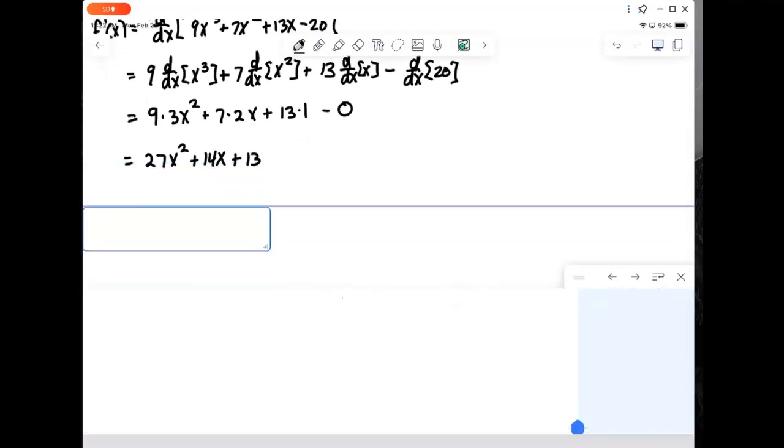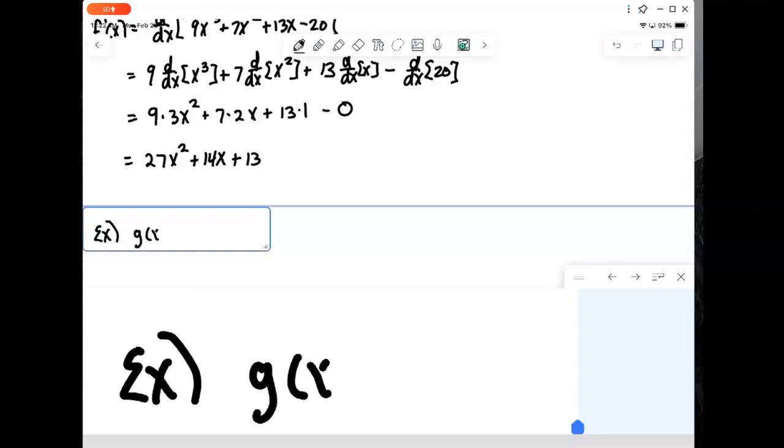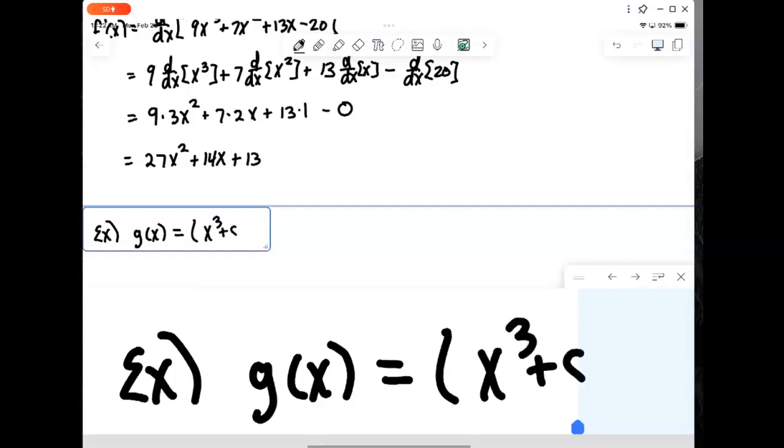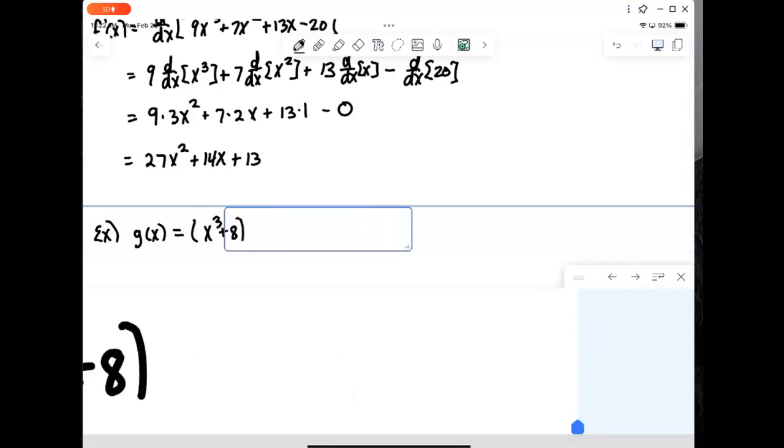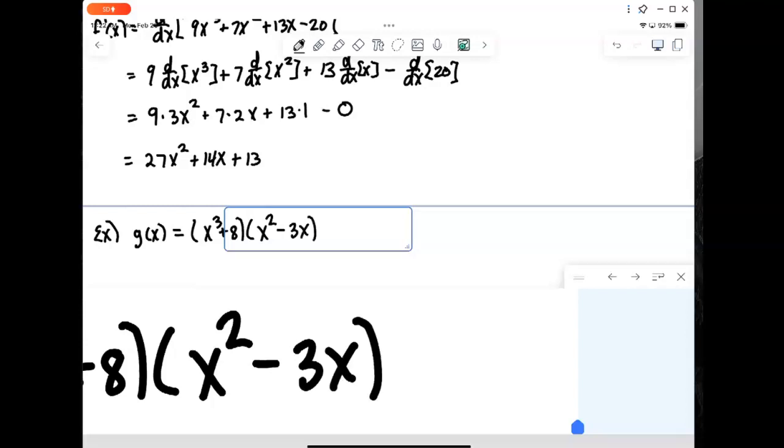So now we have our sum and difference rule for derivatives. We're going to approach another question here. So consider the situation here. G of x equals x cubed plus 8 times x squared minus 3x. Okay, so this is a multiplication problem.